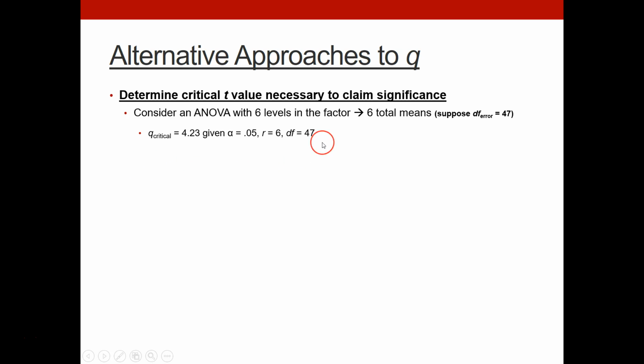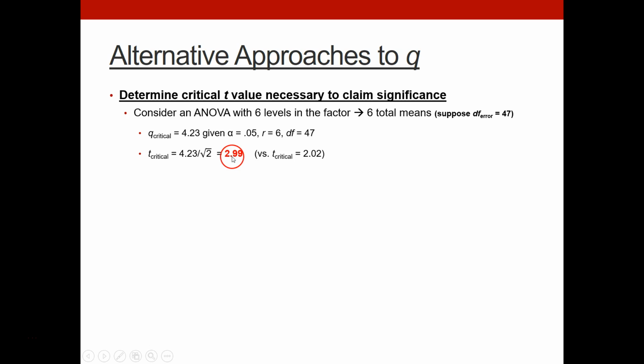Okay, but let's say that we don't want to fool around with calculating Q statistics. Let's say that we just want to run some T statistics because we're more familiar with those. What we could do is take this critical Q value, and because we know that T and Q have a direct relation, we can convert that critical Q into a critical T. What we would do is take 4.23 and divide it by the square root of 2. Remember, a couple slides ago we looked at the equivalency between Q and T. If we take 4.23 divided by the square root of 2, we get a critical T value of 2.99.